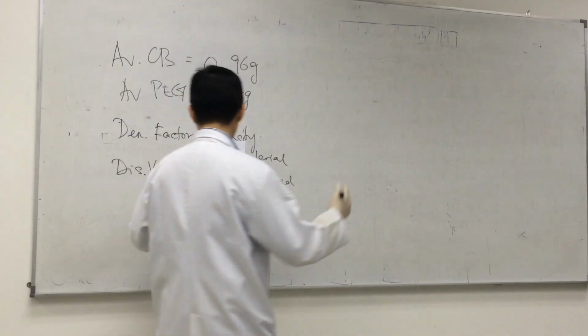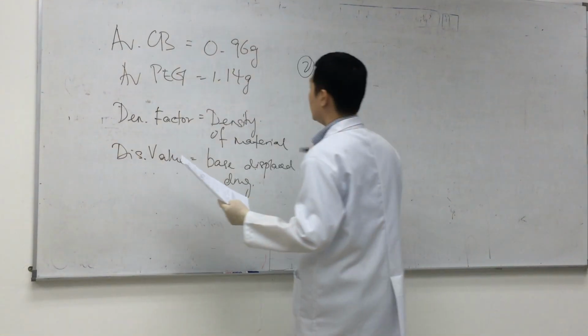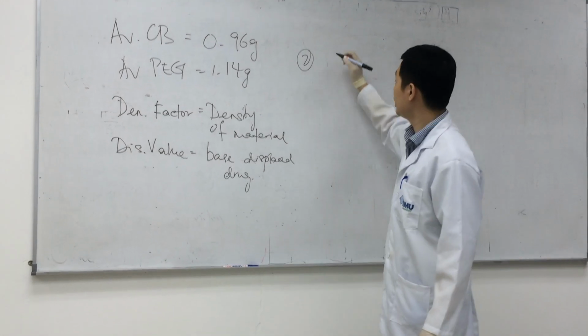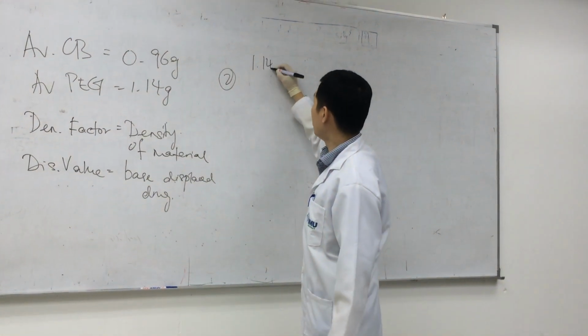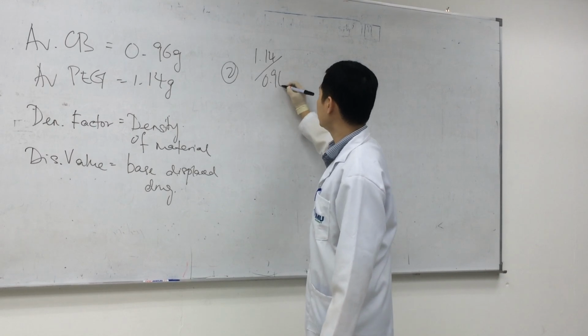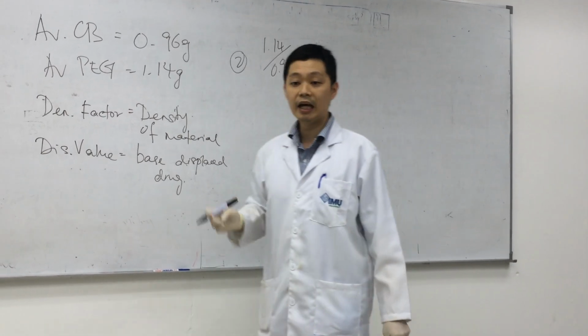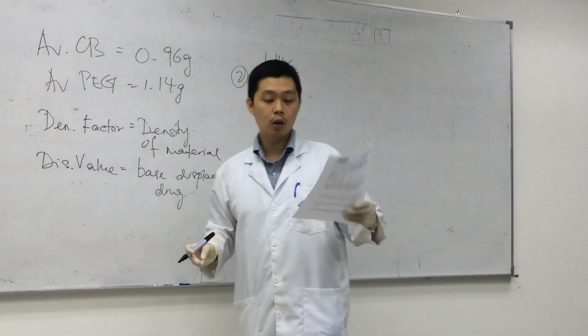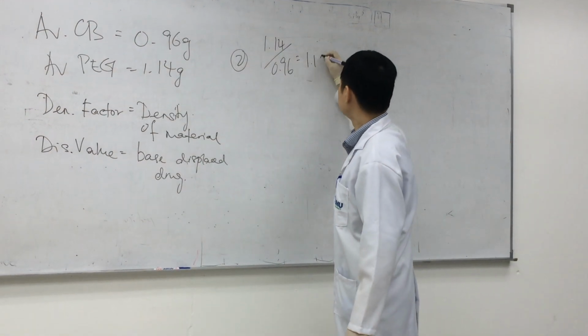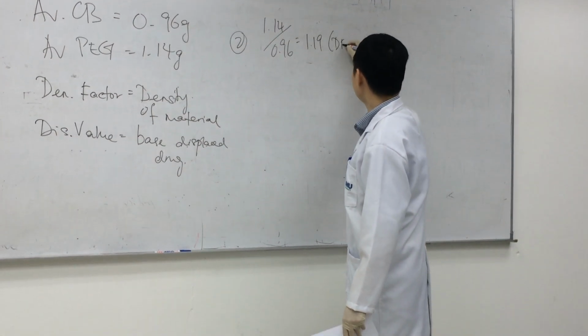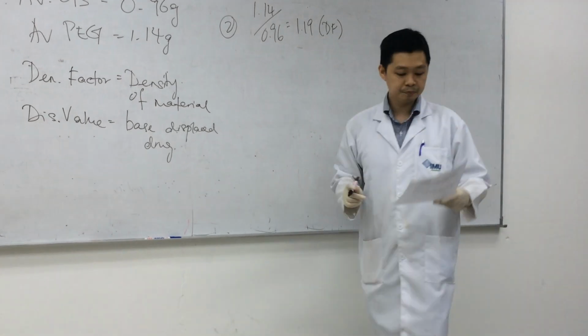So for question number 2, we are talking about the ratio. This is a very simple calculation. You just need to take 1.14 divided by 0.96. You will get the density factor. Your answer will be 1.19. Okay? Let me write density factor over here.